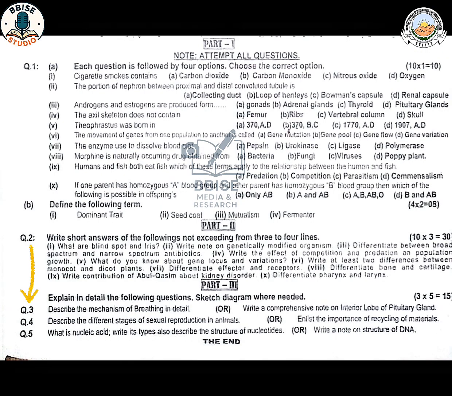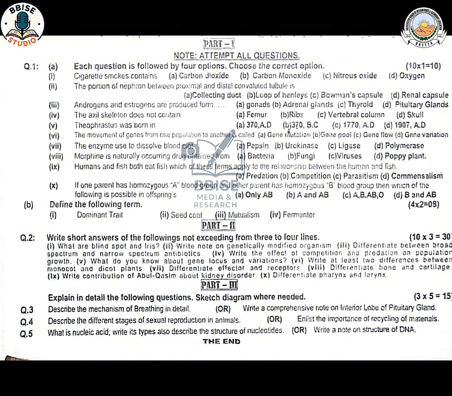Question number 3. Describe the mechanism of breathing in detail or write a comprehensive note on the anterior lobe of the pituitary gland. Now, the process of breathing consists of 2 phases. One is called inhalation and the other is called exhalation. Looking at the distribution of the marks, this is a 5-mark question with 2 marks allocated for the diagram, 1 mark for drawing it and the other for labeling it. And the other 3 marks are for the explanation, in which we thoroughly describe both the inhalation and exhalation processes under separate headings.